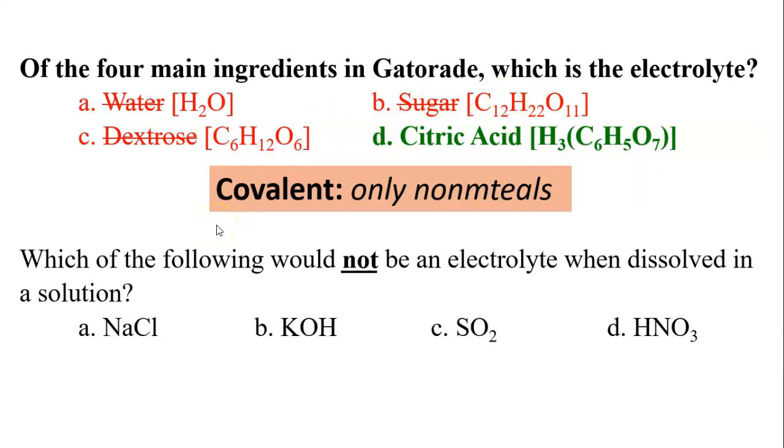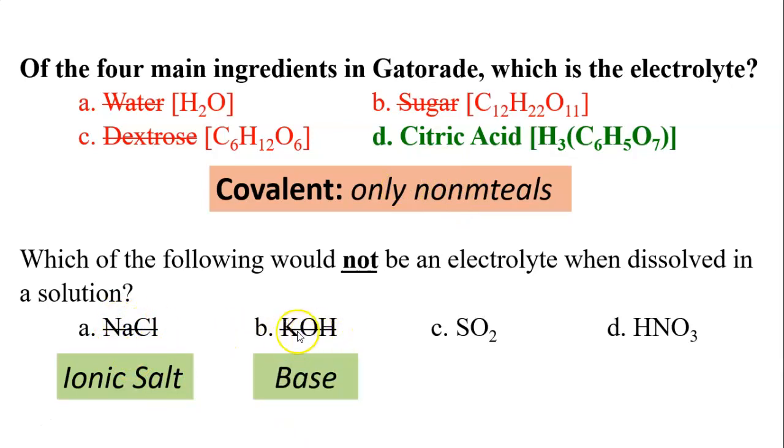Here, the second question says, which of the following would not be an electrolyte when we dissolve it in a solution? Okay, so which one's not an electrolyte? Again, we're looking for the one that's only made of nonmetals. NaCl, I've got a metal and a nonmetal. That one is an electrolyte.